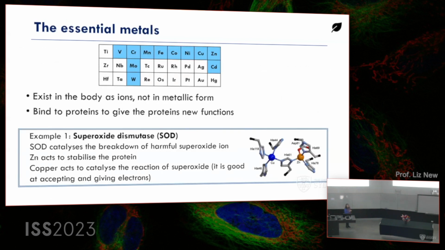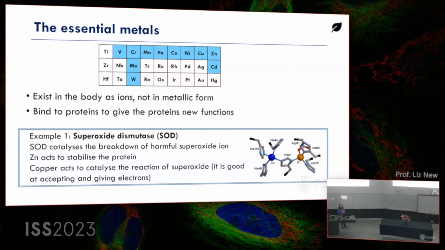So in general, these essential metals exist in the body, not in metallic form, obviously. We don't have deposits of metals in our body. They exist as ions, and in general, they act by binding to proteins, and they give the proteins new functions. So here is one example. I'm just showing you the two metals in the protein. There's a whole huge protein around this, which I'm not showing.